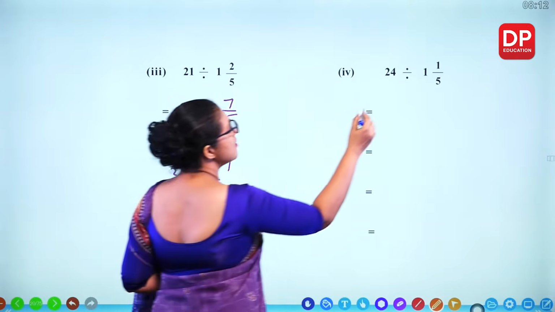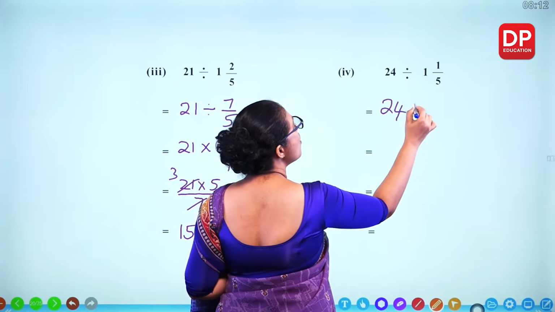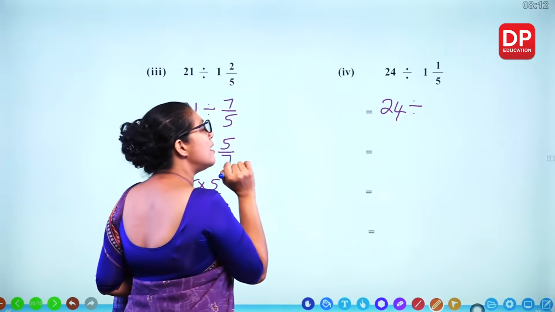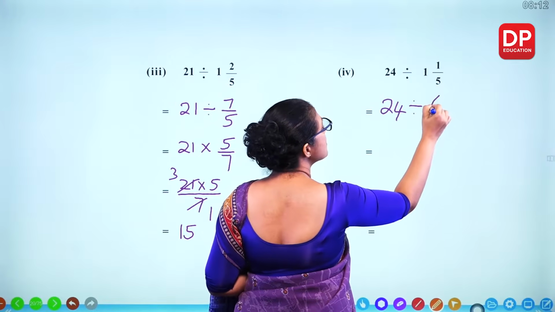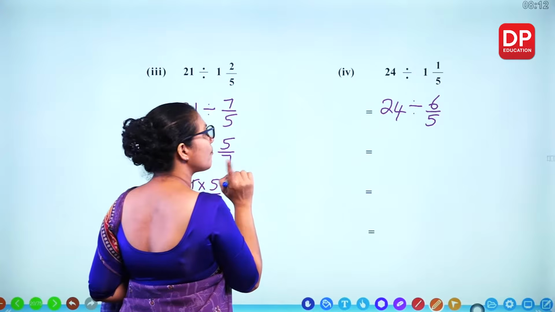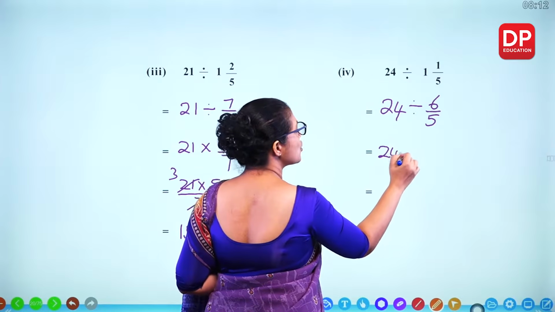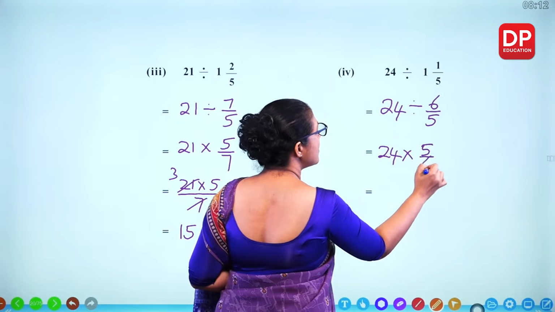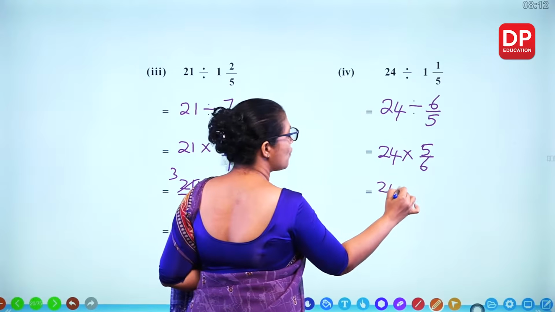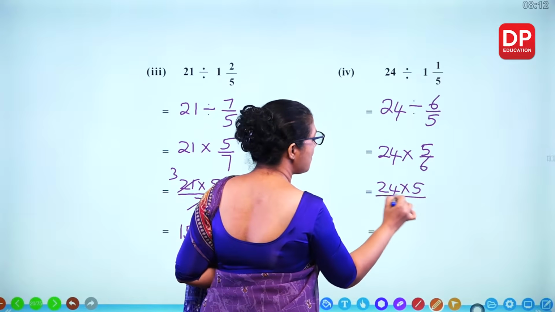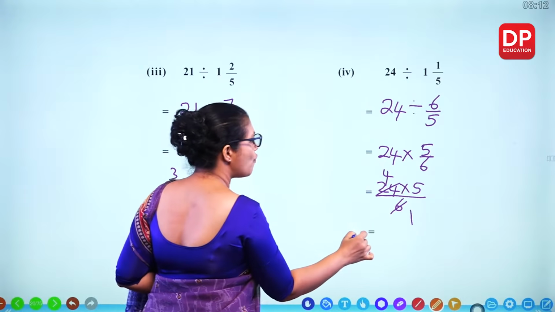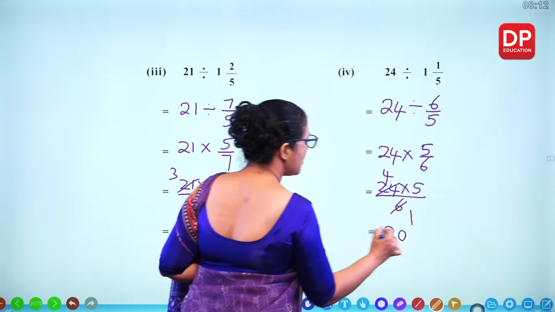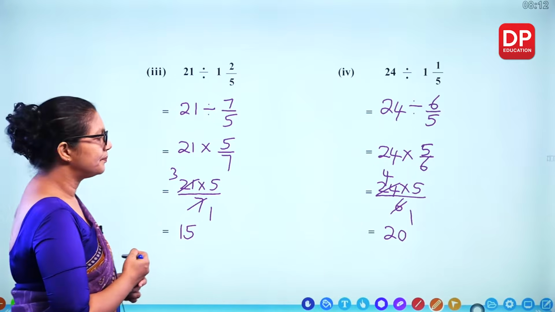This one, same thing, 24 divided by. Improper fraction, 5 times 1, 5 plus 1, 6 over 5. Now convert to multiplication by taking its reciprocal. So 24 times 5 divided by 6. 6 times 1, 6 times 4. 4 times 5, you get 20.